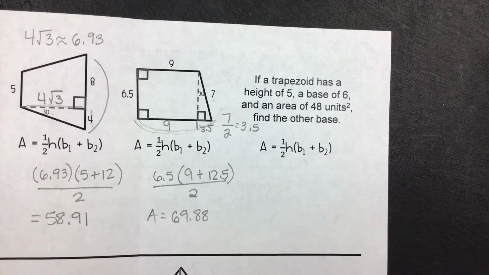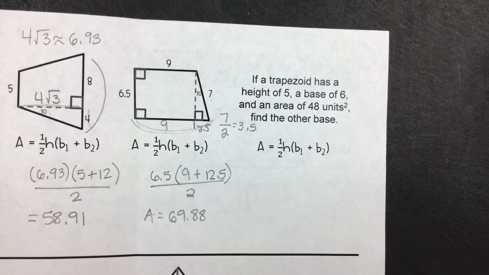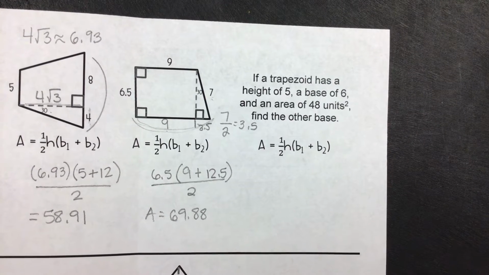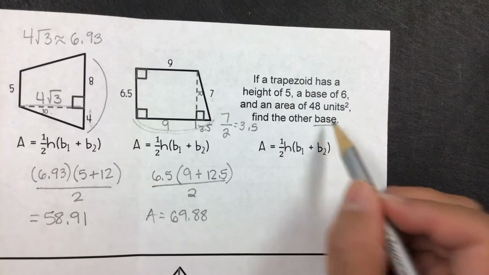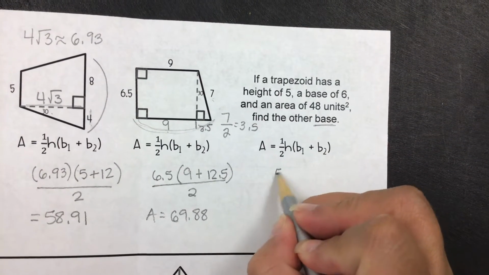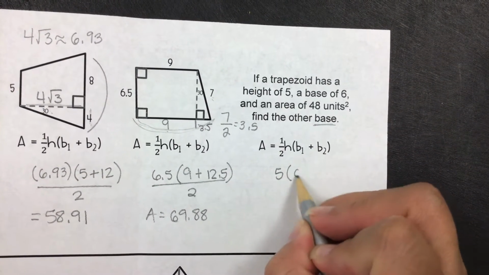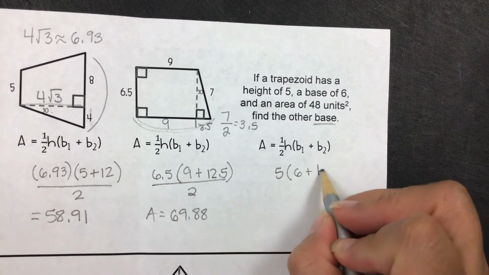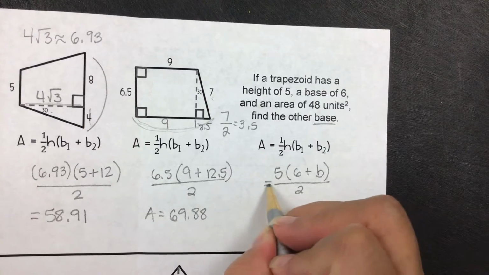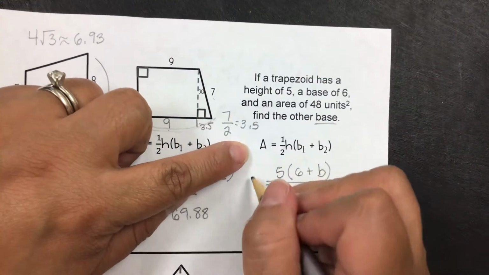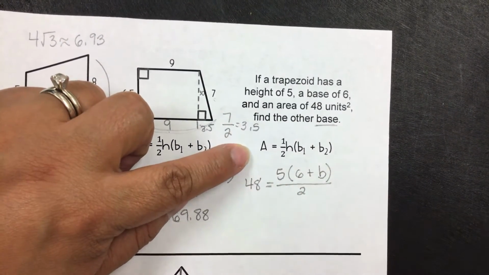If a trapezoid has the height of 5 and a base of 6, and an area of 48 units squared, find the other base. So we don't know one of the bases. I know the height, 5. I know one of the bases is 6. The other one I don't know, so we're going to leave it as a variable. And then divided by 2 is equal to the area given. So all I did was substitute in the values.